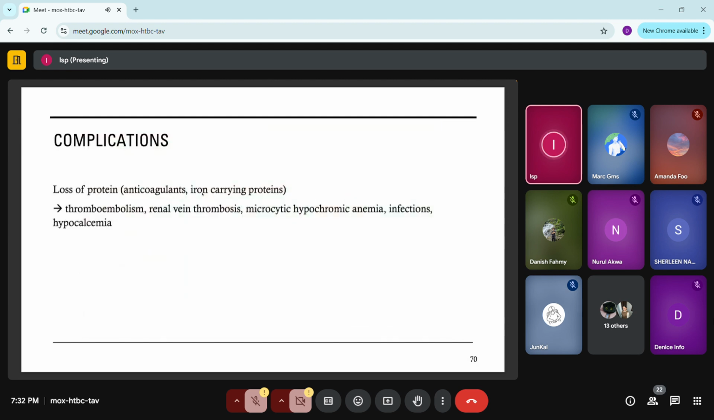So complications of nephrotic syndrome: because of the loss of the proteins, they get edema. With the loss of the anticoagulants from the urine, they will tend to form blood clots easily. They will have thromboembolism.